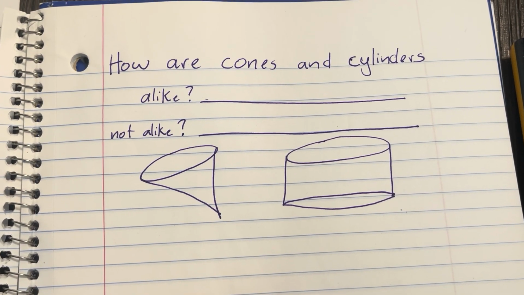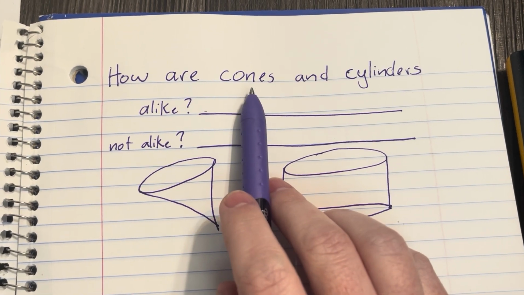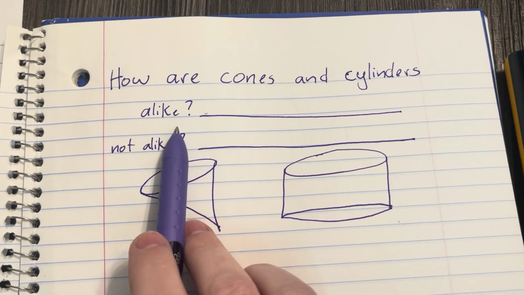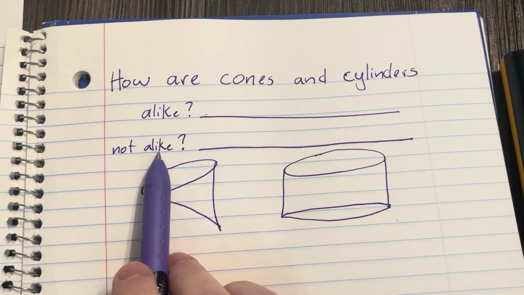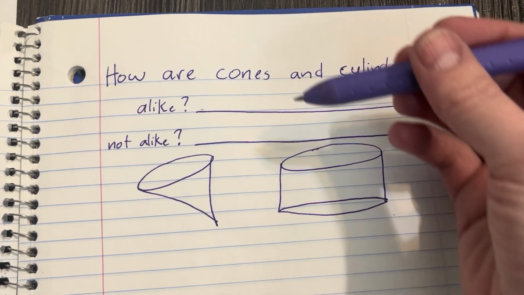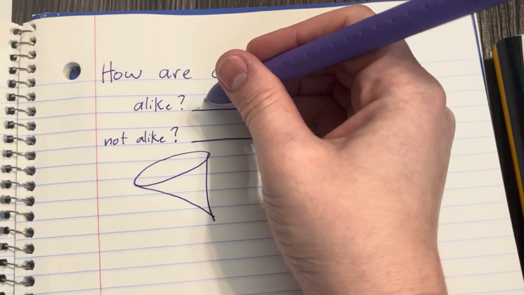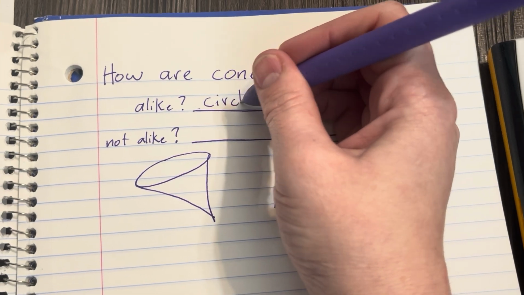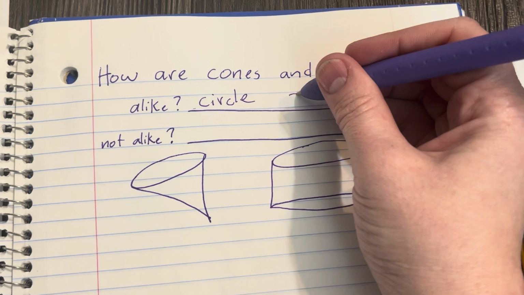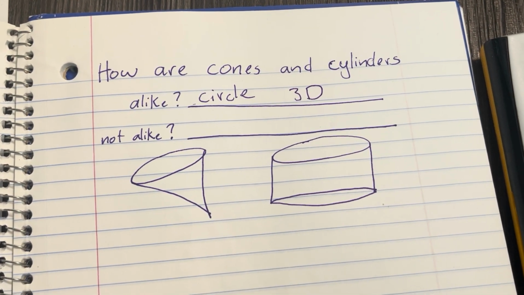Hey class, today we're going to be talking about first, how are cones and cylinders alike or not alike? Hopefully you answered questions with alike, seeing as they both have a circle. They also both are 3D shapes. What else can you think of that makes them alike?